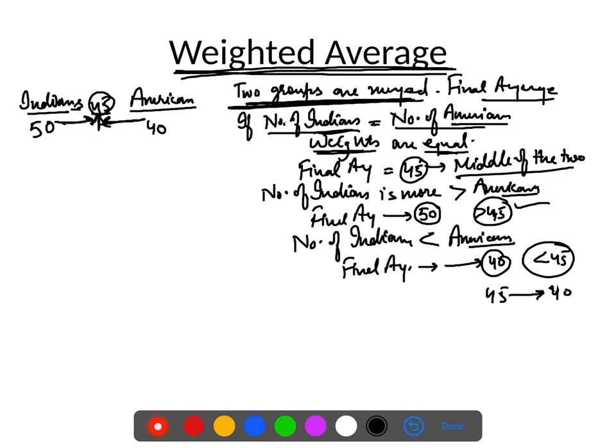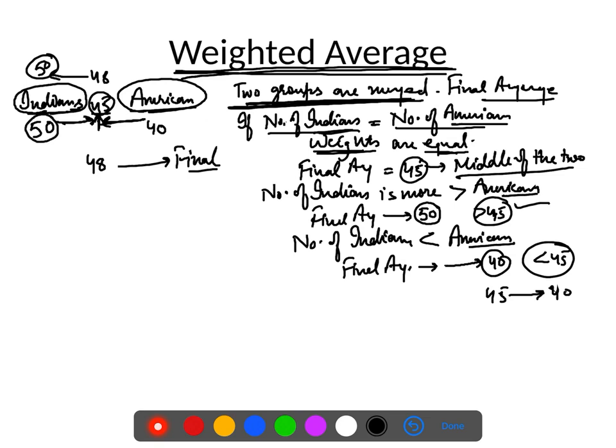So let's take one example here. 50 is the average of the Indians, 40 is the average of the Americans. Let's say after clubbing, it's given in the question that the final average becomes 48. After clubbing the groups, this is the final average. Clearly, 48 is not the midpoint. That's evident. That means the weights are not equal. So 48 is closer to 50. The needle is towards the Indians group. So that means it will have more weight, or the number of Indians will be more than that of Americans.